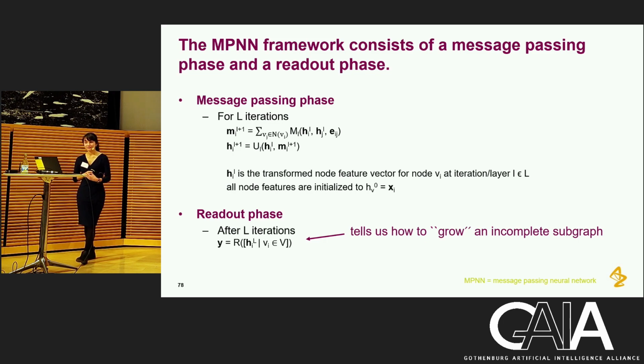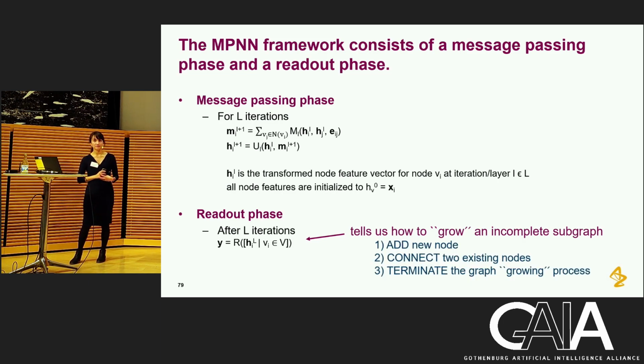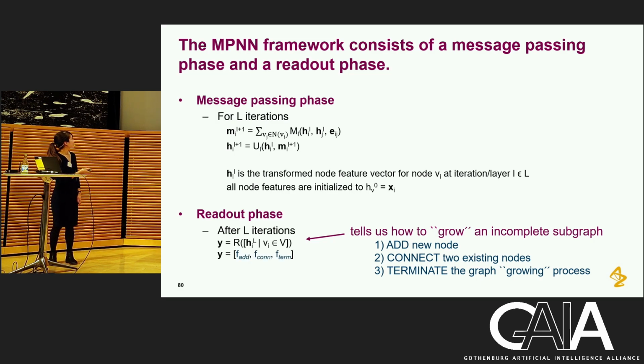And in the context of molecular graph generation, y has to tell us how to grow an incomplete subgraph. And I've split this up into 3 different tasks. The first would be determining if one should add a node to the graph, determining then instead if one should connect 2 existing nodes in the graph, or determining if instead the graph is complete and you can terminate the graph growing process. And I denote this as y here. So this is a concatenation of the f_add, f_conn, and f_term to give us our entire target.